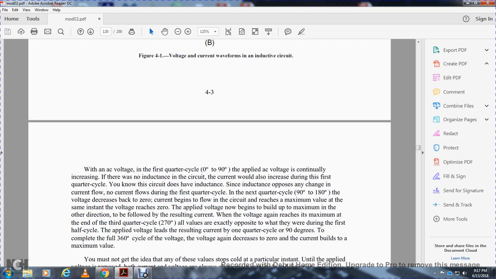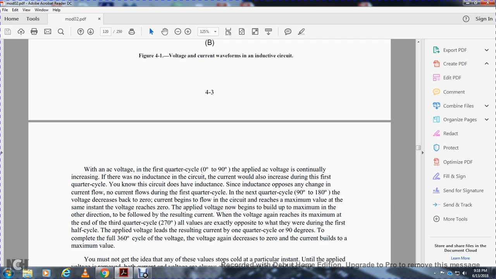When AC voltage is applied during the first quarter cycle, 0 to 90 degrees, the voltage continually increases. In a circuit with no inductance, the current would increase during the first quarter cycle. But this circuit does have inductance. Inductance opposes any change in current flow, so little current flows during the first quarter cycle. In the next quarter cycle, 90 to 180 degrees, the voltage decreases back to zero.